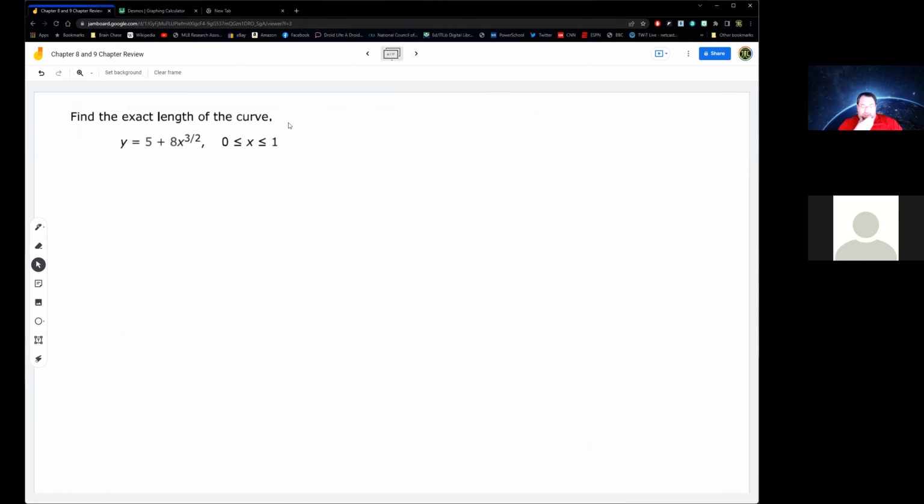All right, next one. This one's finding the exact length, so we're not using a calculator for this one. They want the exact length. So remember, the first thing I have to do is find my derivative.